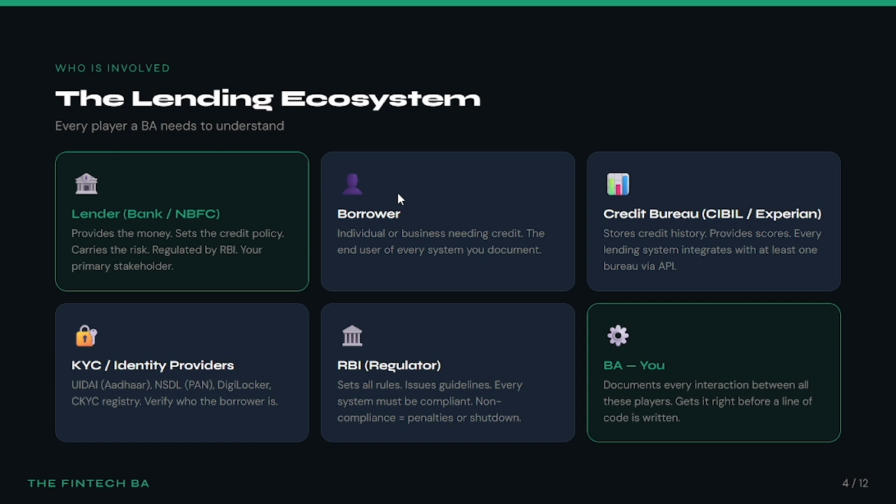Now if I talk about the KYC identity providers, here also we have NSDL for PAN verifications, we have UIDAI for Aadhaar verifications, we have DigiLocker and all that, okay? So each of these is a separate API integration, so that the BA must document completely.